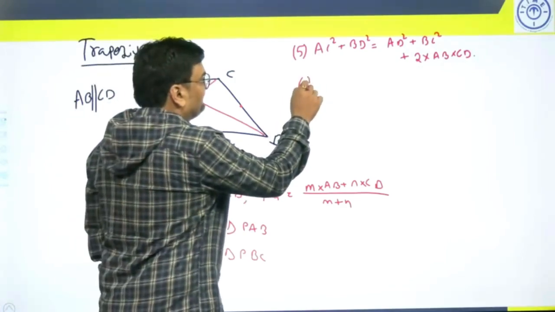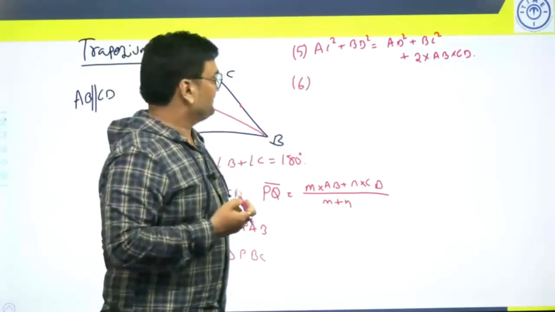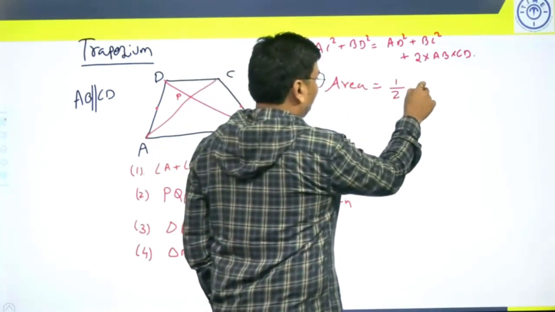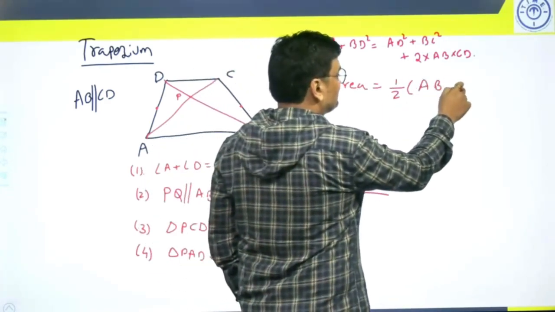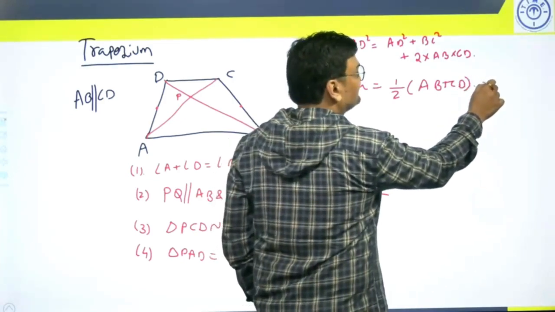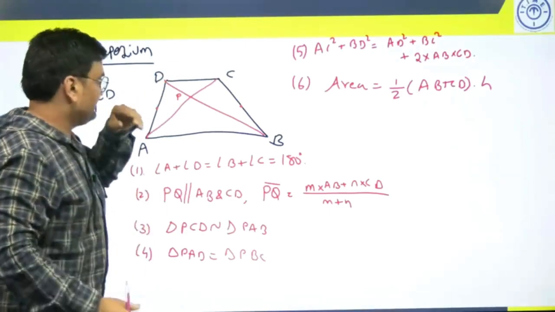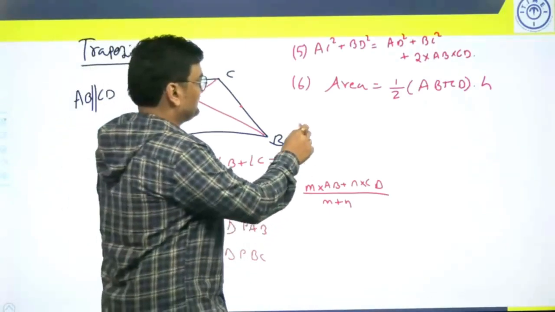Point number 6 that we have in trapezium is the area of a trapezium. The area of a trapezium is given as half into the sum of the parallel sides into the height of the trapezium, h, the distance between the parallel sides, this height. Okay, that's point number 6. Point number 7.